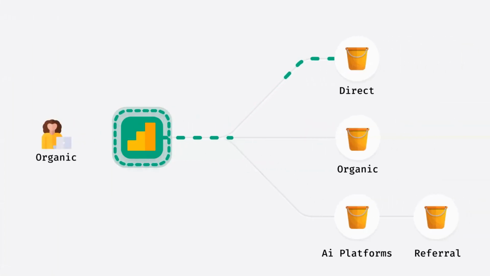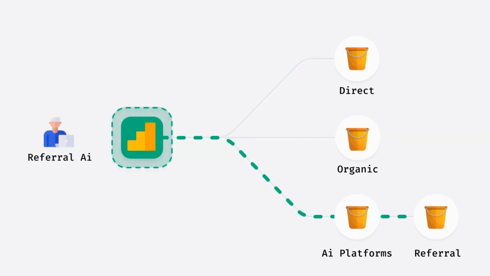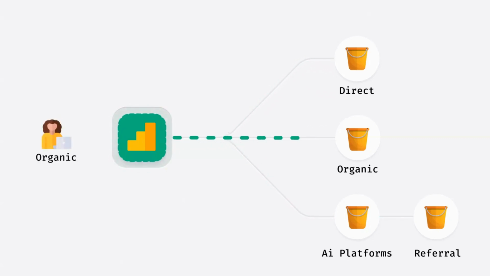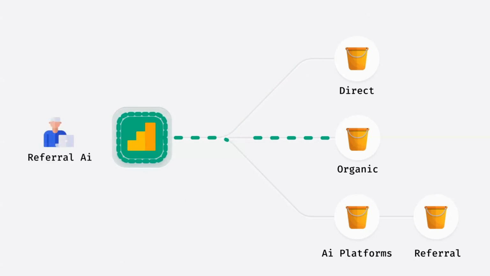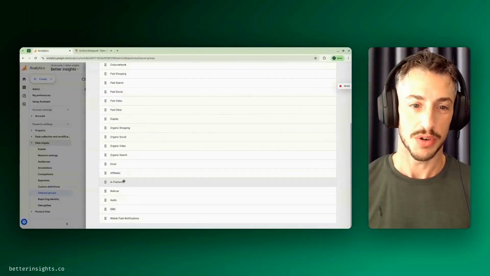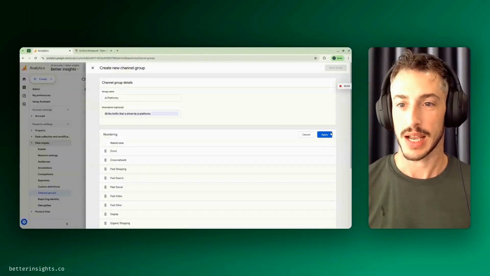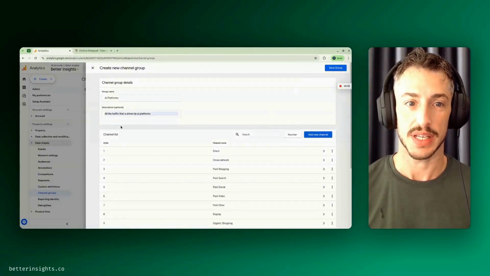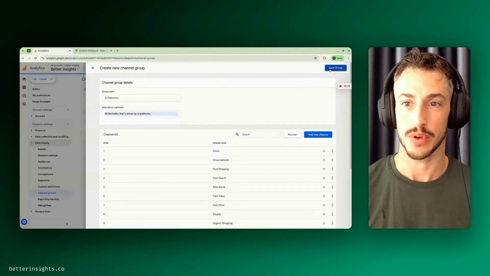Okay, so here you have how we organized our buckets in the last part, and we set up the AI platforms bucket on top of the referral, and you see that it's capturing all of the AI traffic and letting through all the other referral traffic. This is exactly what we want. Okay, so now that you understand why we reordered the AI platforms above the referral, click apply and we are good to go. We have this new group and we can save the group here.